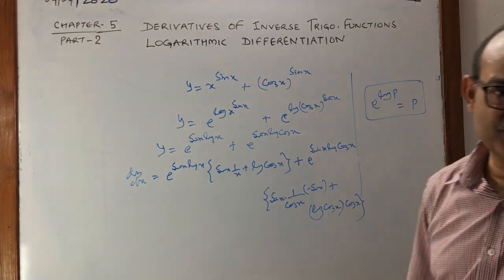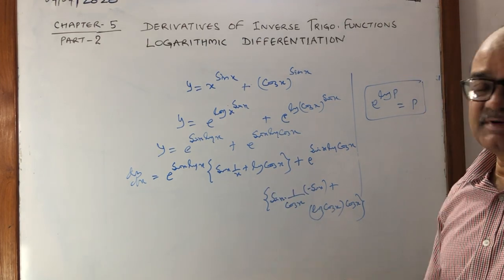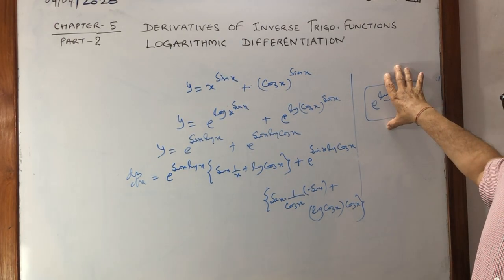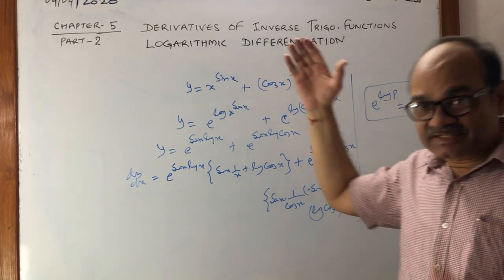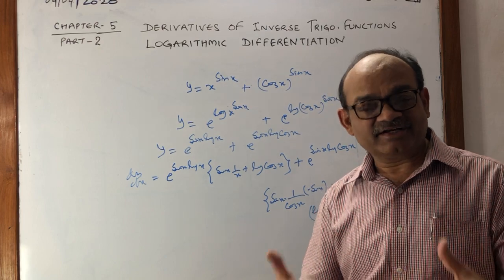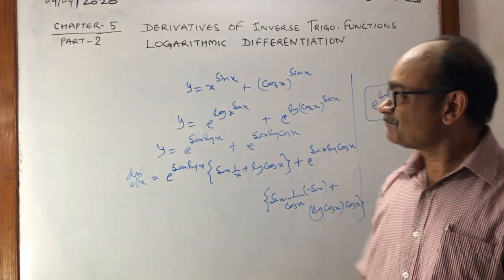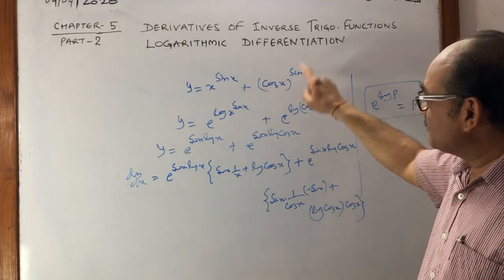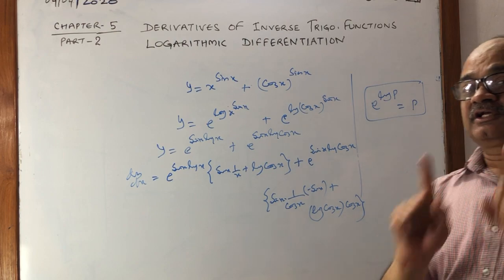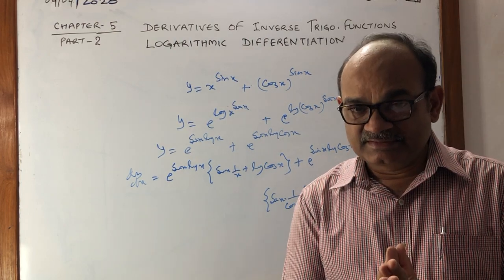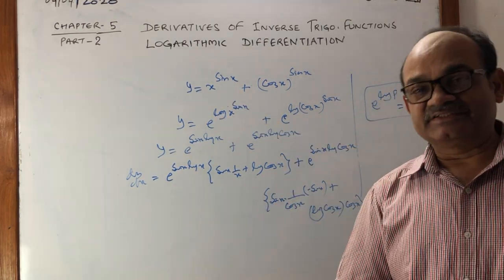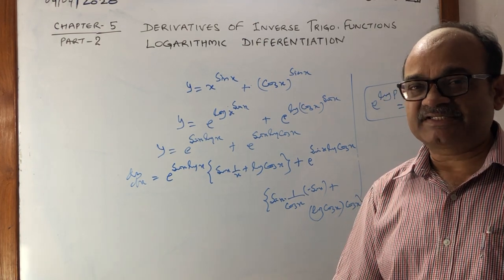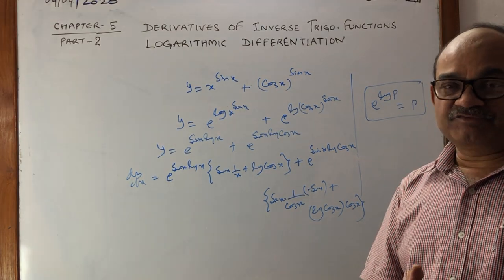Then no need to take u and v. It's actually an easy method, but you have to be clear on the concept that we are using e to the power log p means p. So once again, since it is important, an alternate method, we'll revise it. y equals x to the power sin x plus cos x to the power sin x. We can't take log here directly because there is a plus sign between the two functions. If it is a product, we can take log, but if it is plus and minus, we can't take log. That's why we have two methods.